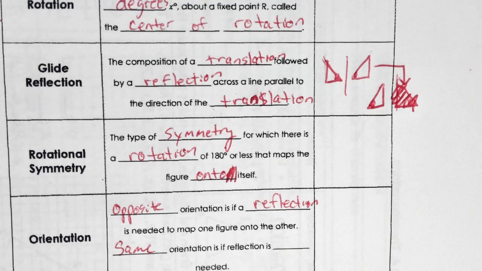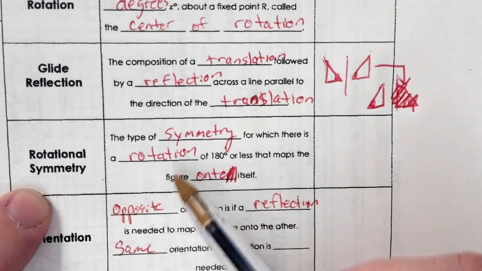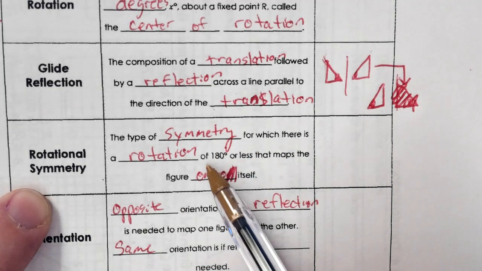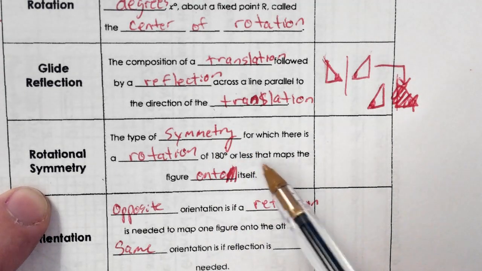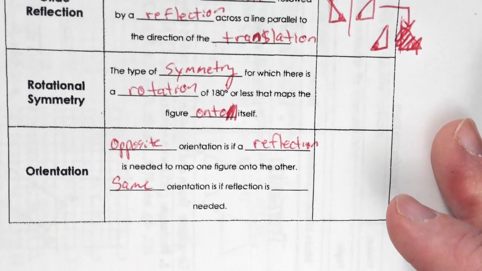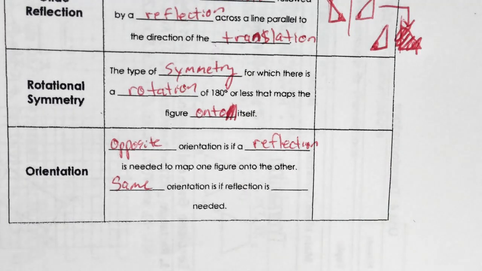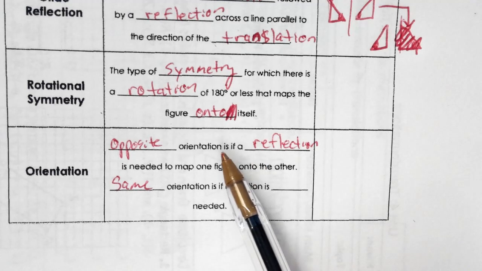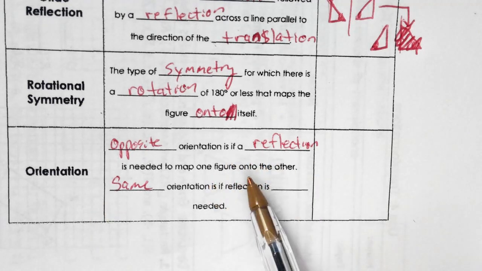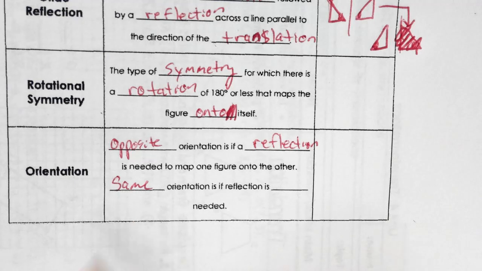Okay, and then keep going. Rotational symmetry is the type of symmetry in which there is a rotation of 180 degrees or less that maps the figure onto itself. And finally, orientation. Opposite orientation is if a reflection is needed to map one figure onto the other, so that it lands onto it.